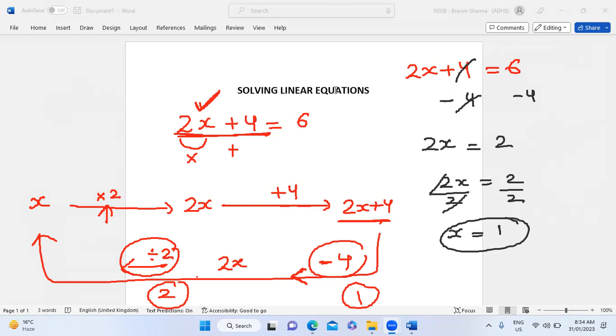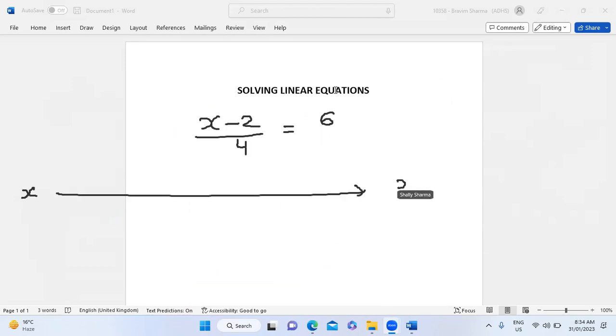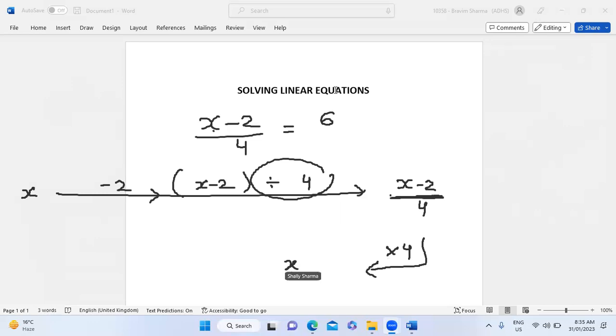Let's take one more example. For example, I have x minus 2 divided by 4, and that is equal to 6. So here, what is happening? From x, if I have to move to x minus 2 by 4, first I see that x is subtracted by 2, so I get x minus 2, and then it is divided by 4. So I got x minus 2 over 4, because it is the complete x minus 2 whole divided by 4. Now if I have to go back, here it is a division by 4, so I will do times by 4. So I would be getting x minus 2. And then from this x minus 2, if I add 2 to it, it will become just an x.